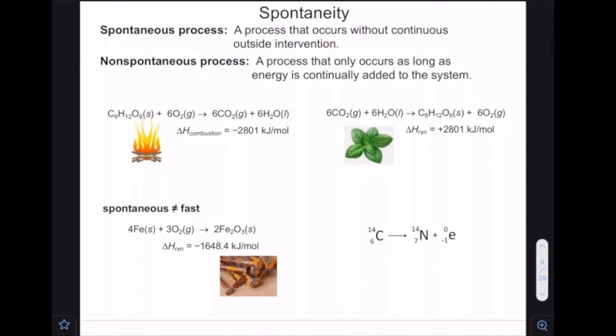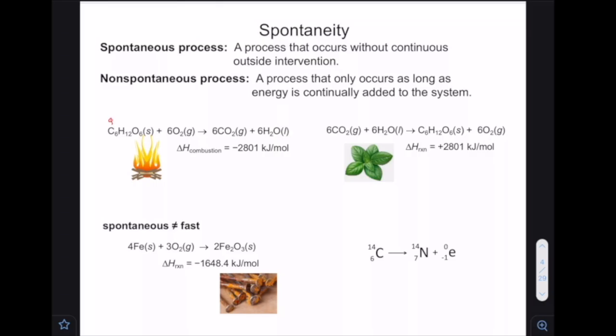Here are some more examples. Here's some glucose. Solid glucose combining with molecular oxygen gas will give us carbon dioxide gas and H2O. You may recognize this as a combustion reaction. And for you biologists out there, you'll also recognize that this is what's happening in our cells to create energy. This is what we call cellular respiration. This has an enthalpy value associated with it of negative 2,801 kilojoules per mole. So we would refer to this as an exothermic reaction.